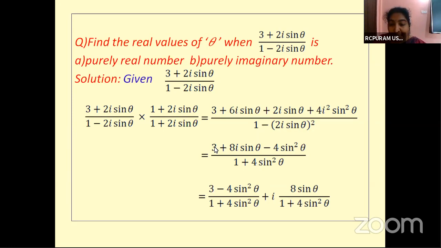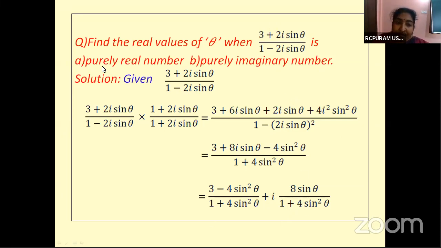See, this term in the numerator has got no i in it, isn't it? So we can separate it as the real part: (3 minus 4 sin square theta) by (1 plus 4 sin square theta), plus i into this 8i sin theta we have. So we take i out and write it as 8 sin theta by (1 plus 4 sin square theta). Now here children, till now, we have reduced the given problem into A plus iB form.